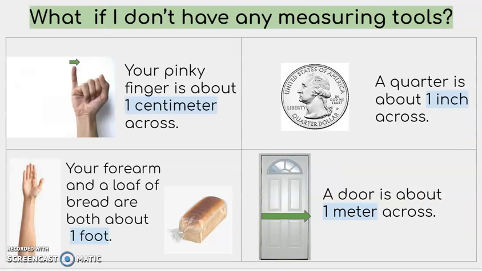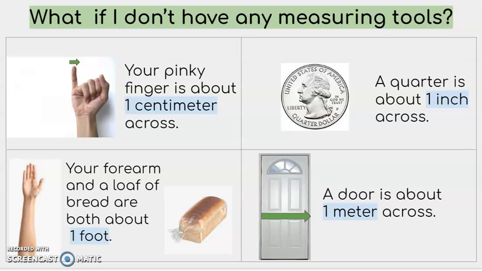What if you don't have any measuring tools? Well, here are some items that can help you measure even without tools. So if you don't have a ruler or a measuring tape or a meter stick, there are things right in your home or with you that you can use to help you measure. For example, your pinky finger is about 1 centimeter across. A quarter is about 1 inch across.